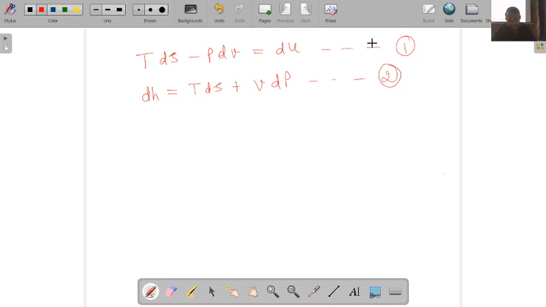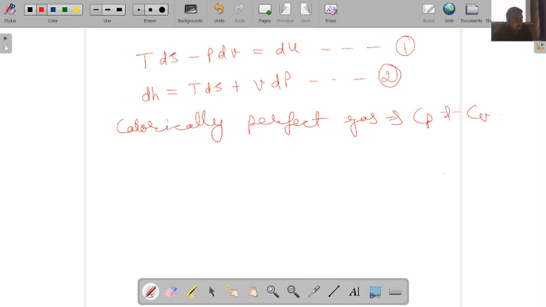Now we will utilize these relations to find the entropy change during a process for a calorically perfect gas. Let me once again repeat: the meaning of calorically perfect gas is that its Cp and Cv are constant. So if I consider Cp and Cv constant, then I can write du equal to Cv times dT, and dH equal to Cp times dT.